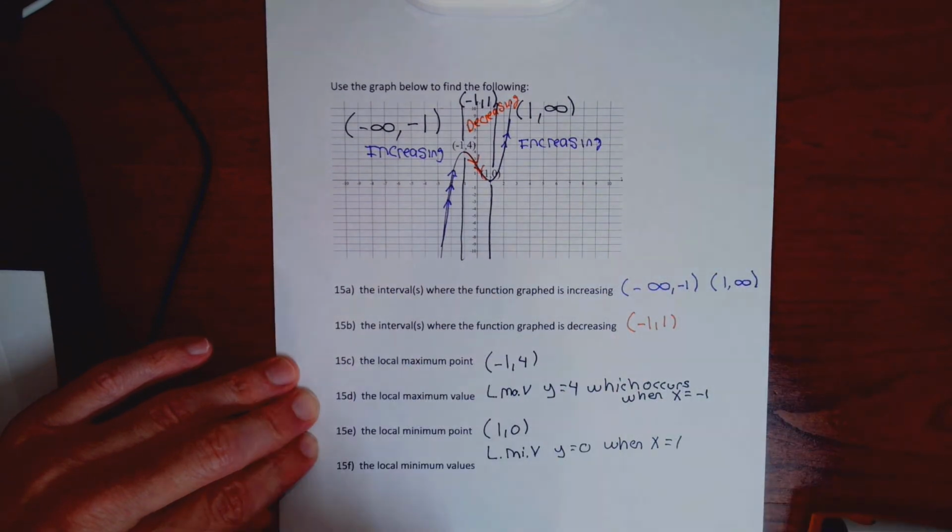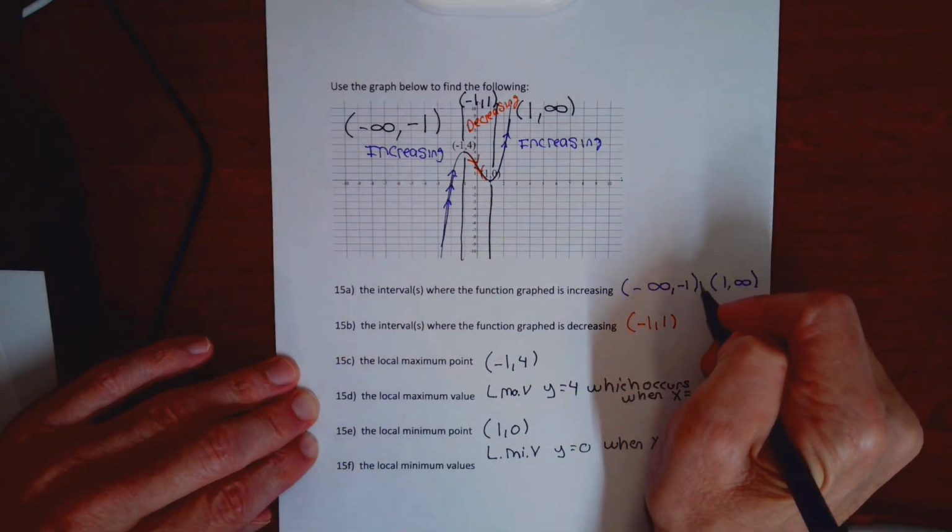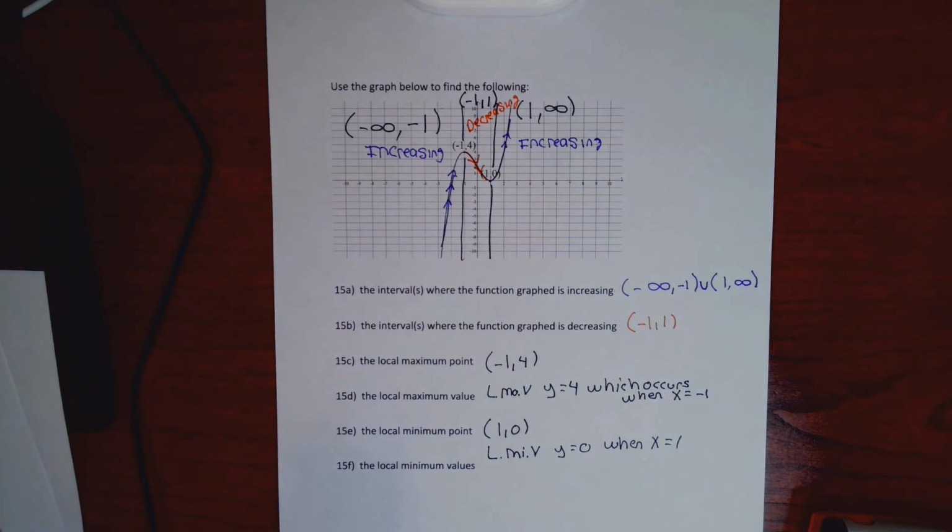And usually, when you get multiple intervals, you separate them with a U. So this must be a good stopping point. We've got a few more problems, probably another 10 to 12 minutes, that I'll do in a part 2.